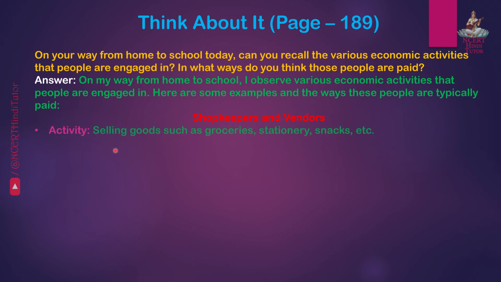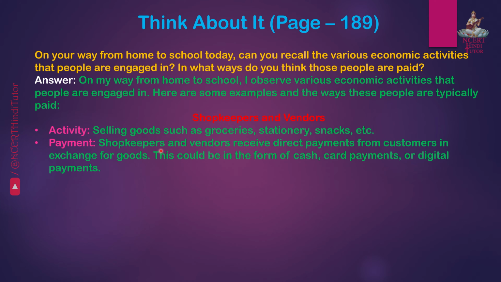Shopkeepers and vendors, activity: selling goods such as groceries, stationery, snacks, etc. Payment: shopkeepers and vendors receive direct payments from customers in exchange for goods. This could be in the form of cash, card payments, or digital payments.